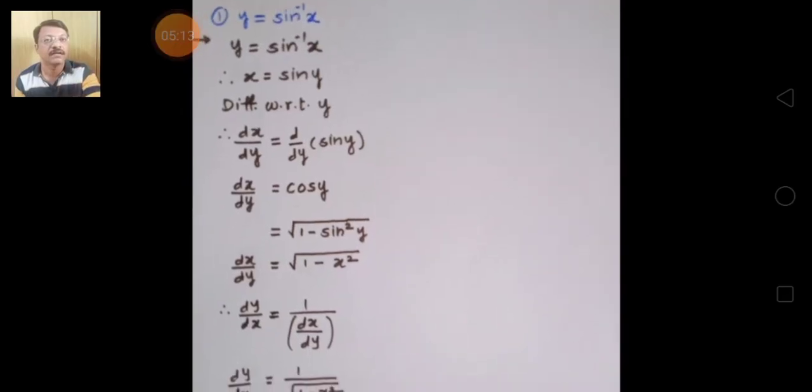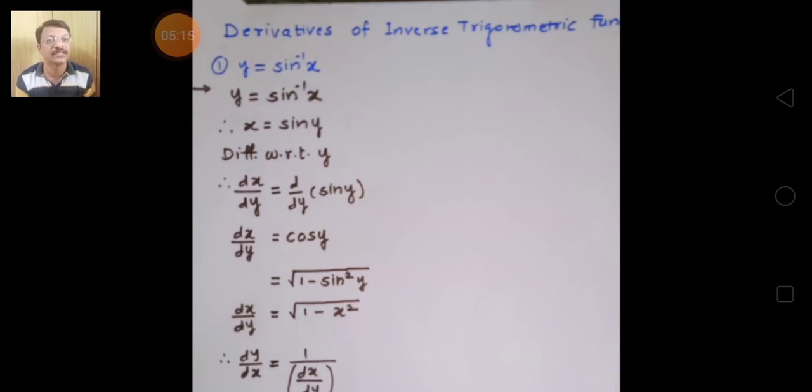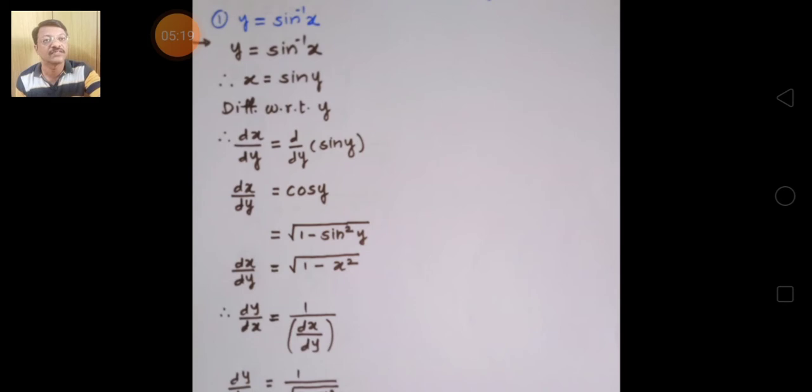In the same manner, we can find the derivative of cos inverse x also, and these two, sin inverse x and cos inverse x, are similar kind of derivatives, so we can manage that on our own, but I shall show you cos inverse x also.